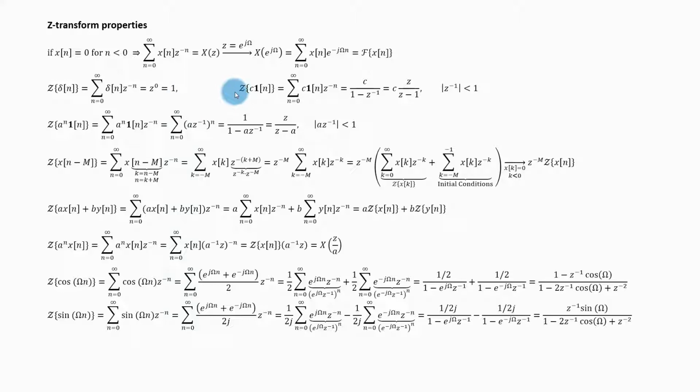Next, the Z-transform of the unit step. When you substitute into the definition formula, you get this. Here the unit step actually has no effect because for n greater or equal to 0, the unit step is 1. So this sum is just a sum of an infinite geometric series which is equal to this. Or you can write it like this. And this sum will converge when the absolute value of the inverse of z is less than 1.